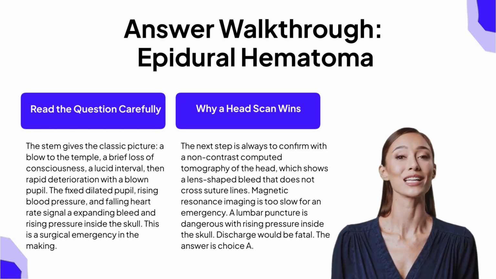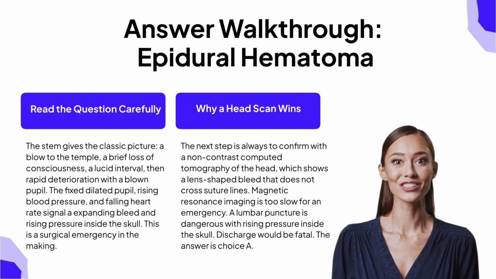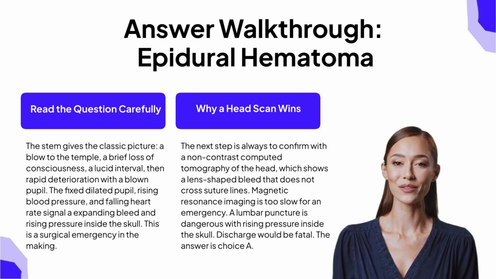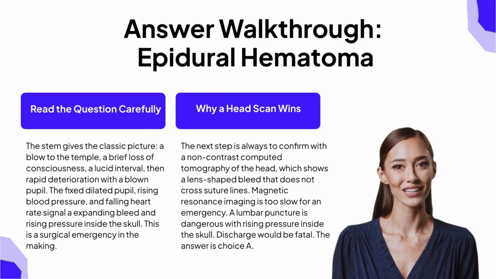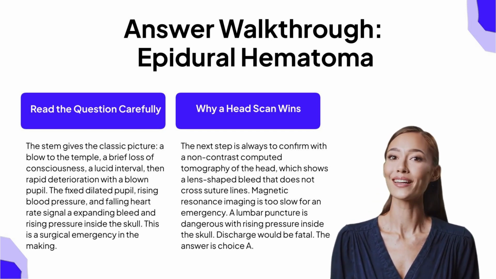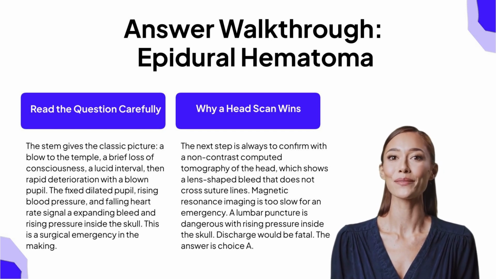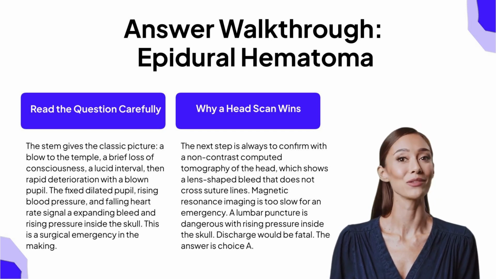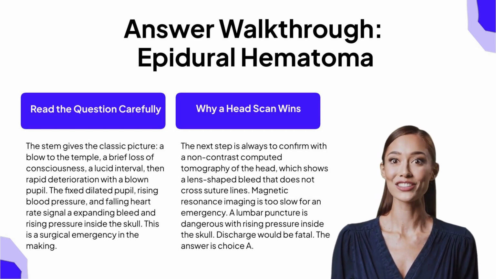Because the very next step in acute head trauma is always to confirm the bleed with a non-contrast computed tomography of the head, which classically shows a lens-shaped collection that does not cross the suture lines. Magnetic resonance imaging is too slow for an emergency. A lumbar puncture is dangerous when pressure inside the skull is rising. Sending him home would be fatal. The answer is choice A.